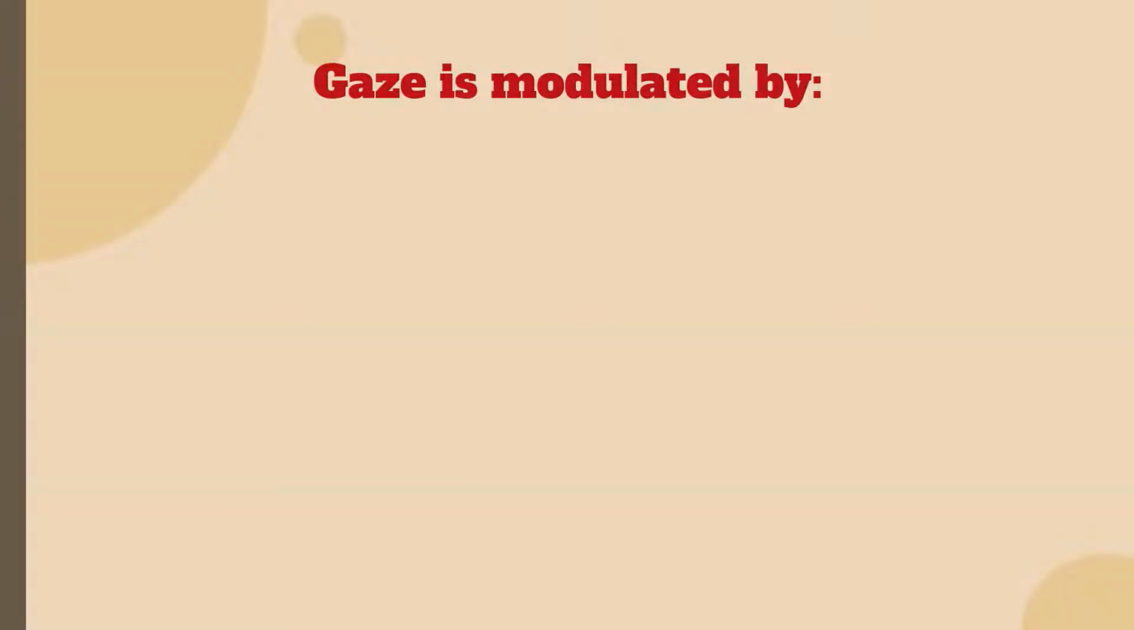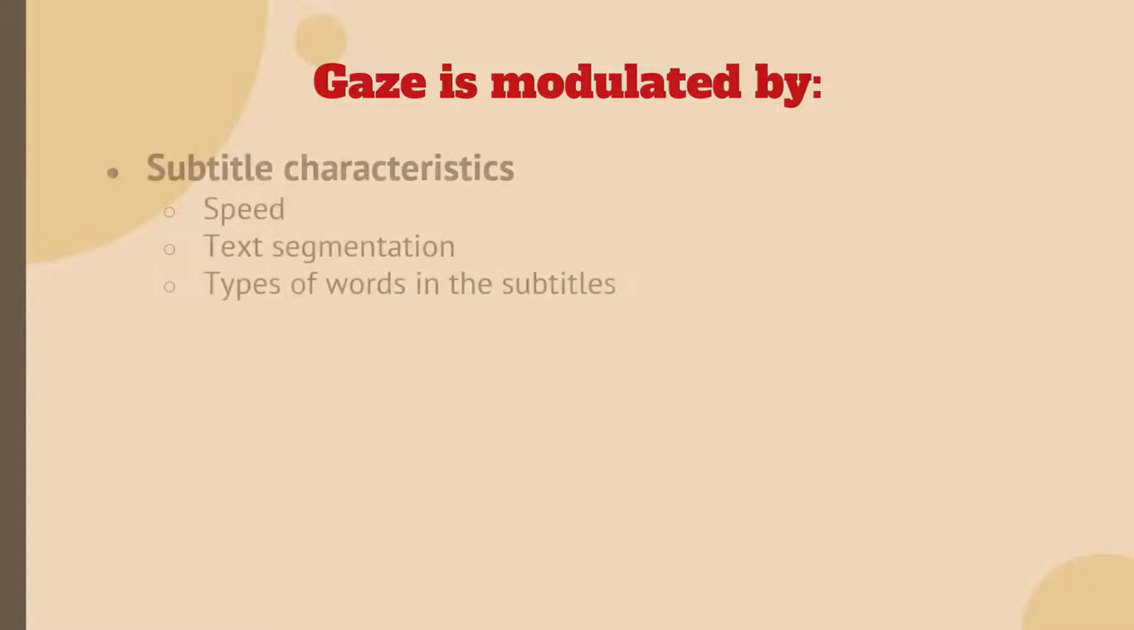Okay, so how do people read subtitles, and what does it depend on? Our gaze is modulated by 2 groups of factors. On the one hand, it's the characteristics of the subtitles themselves, right? So whether they are segmented in a proper way. Okay, what is proper? I'll say in a second.